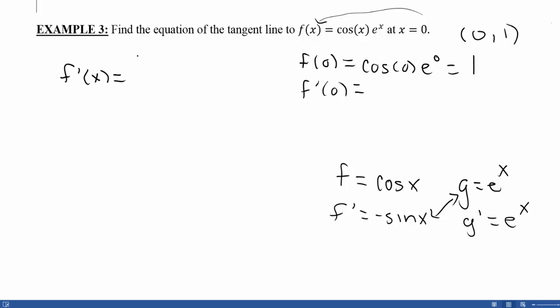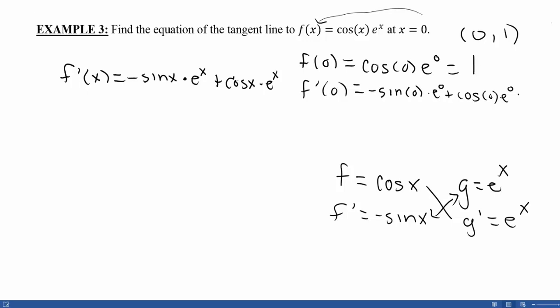So over here I have negative sine x times e to the x plus f times g prime, so cosine x times e to the x. So if I want to know the derivative at 0, negative sine of 0 times e to the 0 plus cosine of 0 times e to the 0.